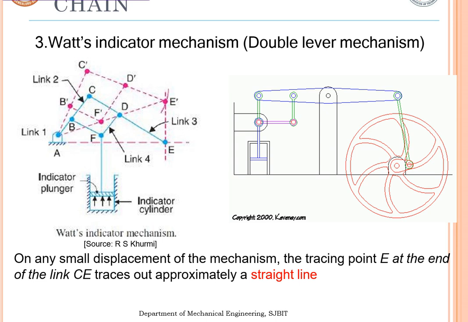So like this, the crank which is going to rotate at point E keeps on getting displaced to the new position. Like this Watt's indicator mechanism works. The existing position is shown in the blue line, and the new displaced position is shown with respect to B dash, C dash, D dash, and E dash. It is shown in the pink line. So like this, the Watt's indicator mechanism works.